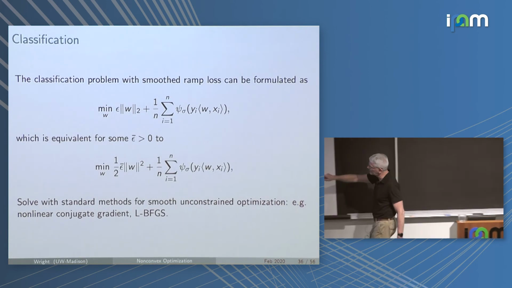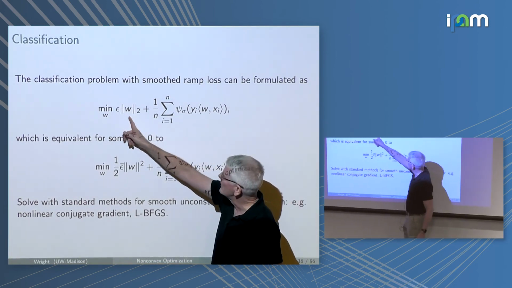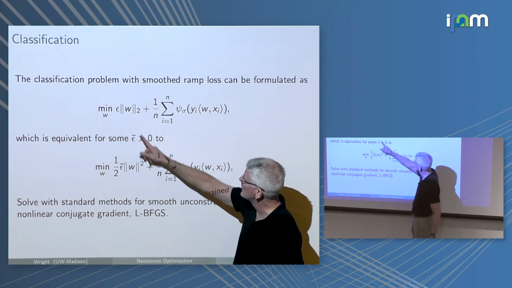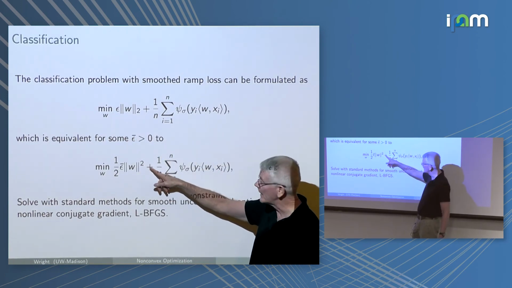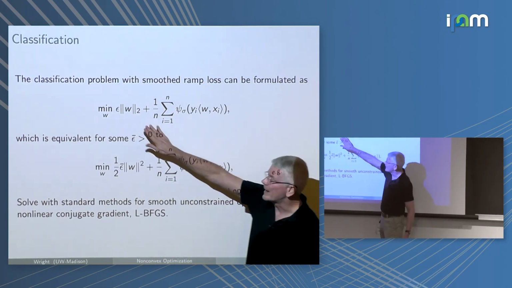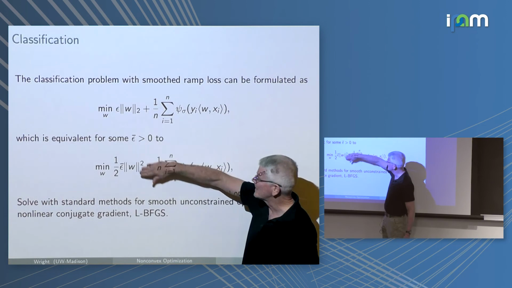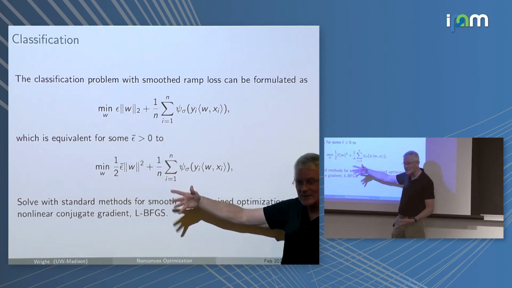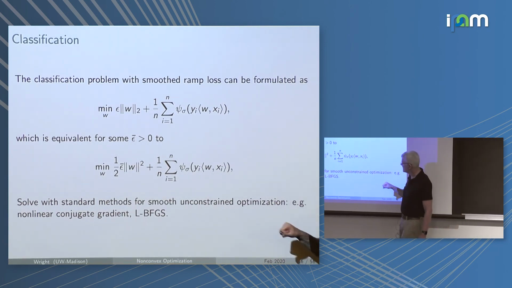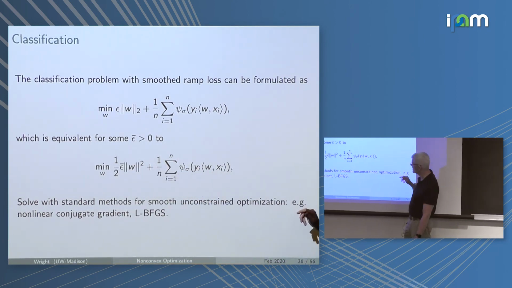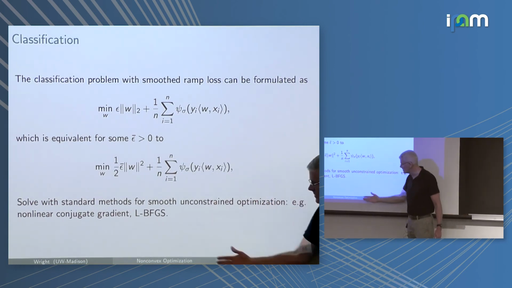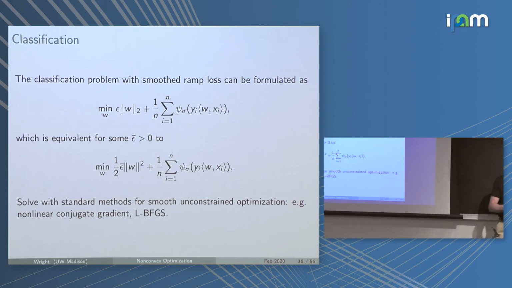We can deal with the 2 norm by observing that epsilon times the norm of W gives the same solution as if we replace it with the norm of W squared, as long as we change the epsilon a little bit. So we can smooth that out as well. That might not even be necessary because W is not 0 anyway, so you could probably work directly with it, but anyway, we work with this one. Now we have a smooth non-convex optimization problem, and we just solve it using our favorite methods: nonlinear conjugate gradient, L-BFGS, whatever you like.